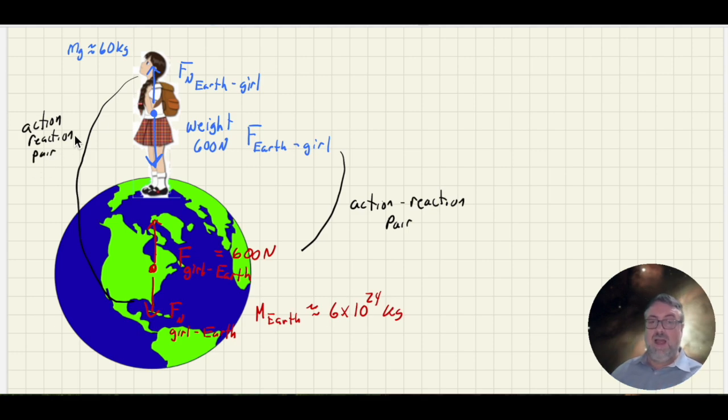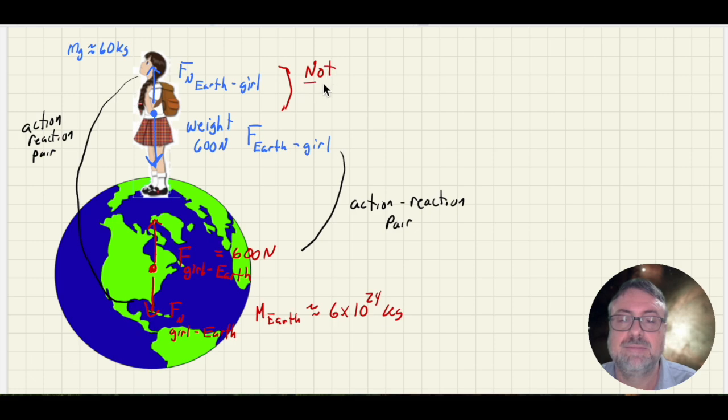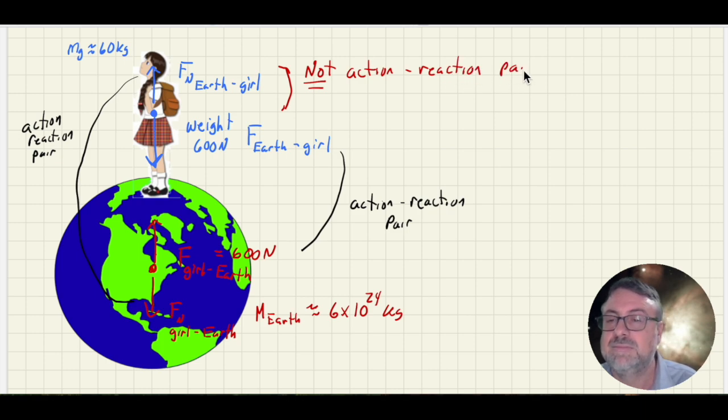Now, in both cases, if you're standing on the surface of the Earth, your normal force from the Earth is going to cancel out the weight from the Earth. They are different forces. The normal force and the weight are not action-reaction pairs. These two forces just happen to be equal and opposite, but they're not action-reaction pairs. That is, these are not due to the same forces.